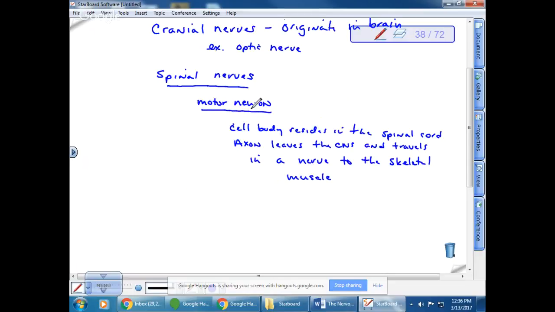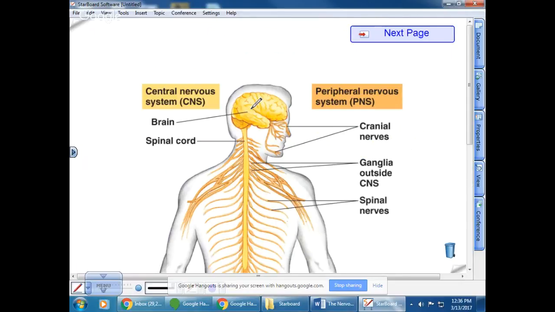So if we look at a diagram that shows these, okay, so here are my cranial nerves coming out and innervating my face. So they would, for example, allow me to talk, to move my face, blink my eyes, all those kinds of things, and also to sense. So some of them are motor, but some of these nerves are also sensory.